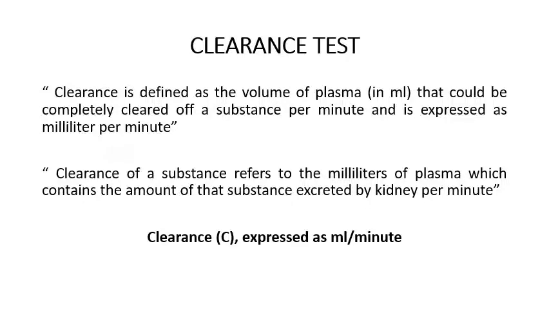Then the definition of clearance test: it is defined as the volume of plasma, measured in ml, that could be completely cleared of a particular substance per minute, and is expressed as milliliter per minute. That is the definition. Once again, clearance of a substance refers to the milliliters of plasma which contains the amount of that particular substance excreted by the kidney per minute. Clearance C is expressed as ml per minute.